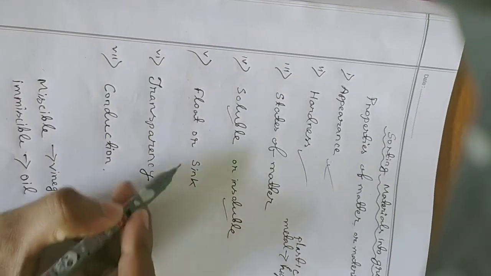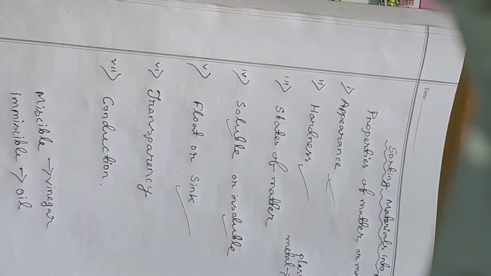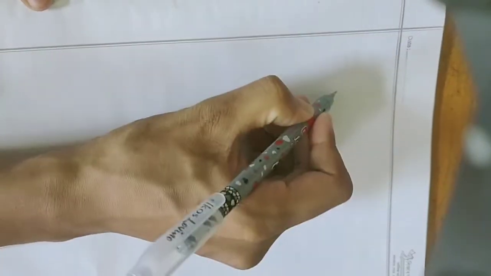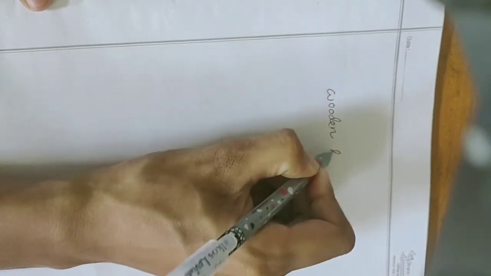Then the number 5 property is float or sink. Some materials can float in water, some materials cannot float in water. For example, let's take an example of a wooden boat. Now this wooden boat floats in water. Why? Because the weight of this boat is less than water.